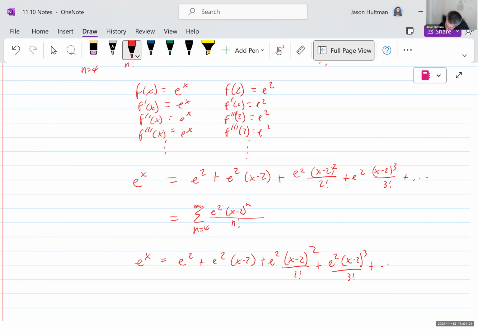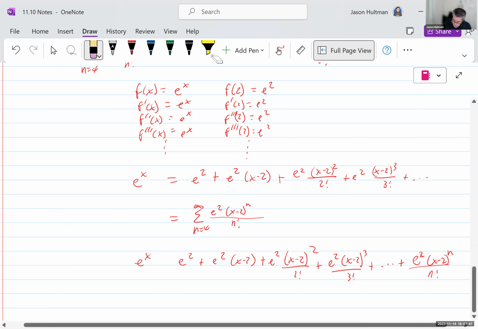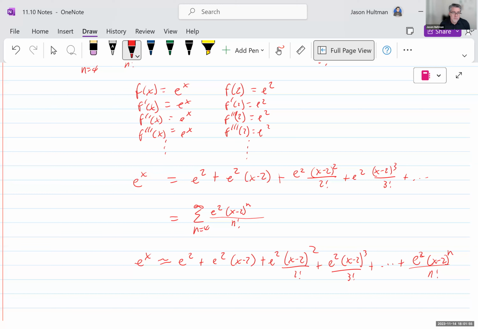Okay, if I stop somewhere, I put on the brakes at n, whatever we decide n to be. We could go out to 11, we could go out to 100, we could go out to 1,000,000. It really doesn't matter. The further we go out, the better and better approximation we get of e to the x, of the function. So we turn the function into an approximate polynomial.